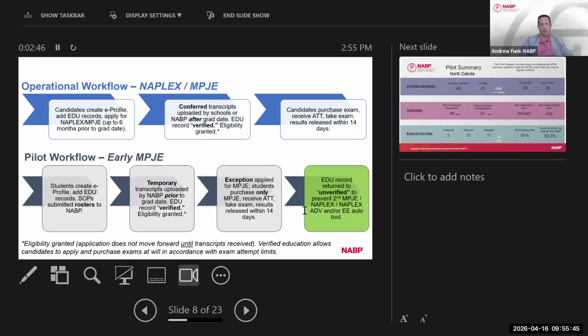The students did need to apply for an e-profile account if they hadn't already had one, and that is where they would also apply for the examination and be granted that eligibility either by the state of North Dakota or by NABP if they were in Wisconsin. This was just the operational workflow. The top is the traditional workflow that we worked with historically with MPJE and NAPLEX. For the early MPJE, we had to work in some operational fixes in order to make this work and provide temporary access to students to be able to purchase the MPJE and be granted that authorization to test.